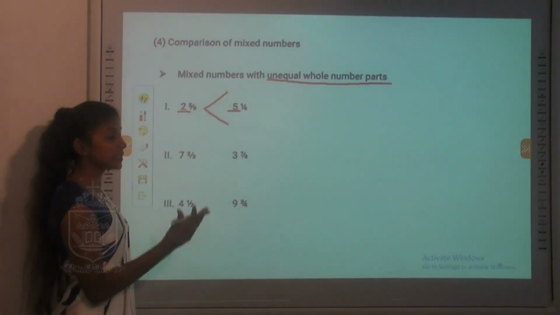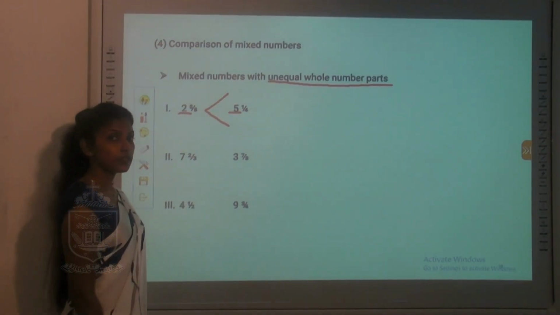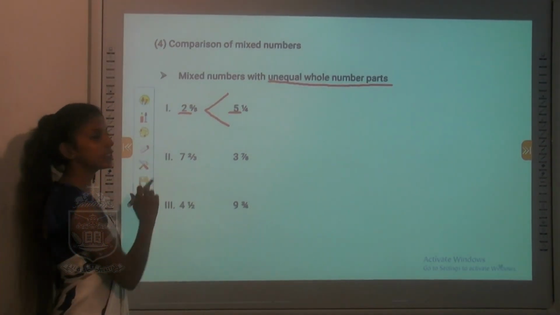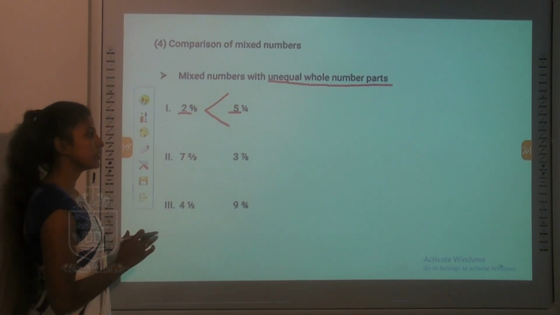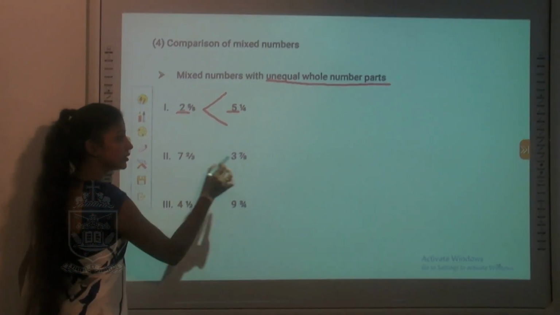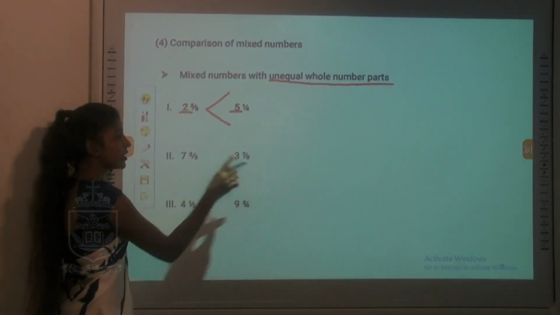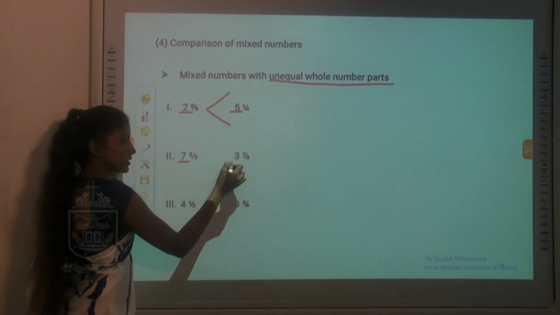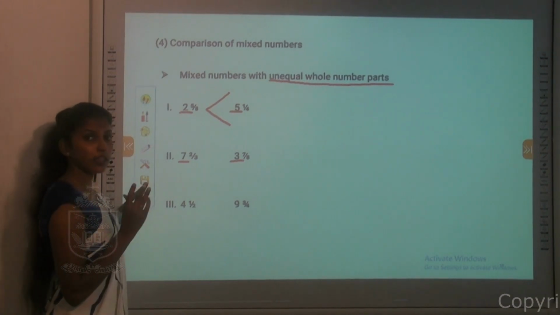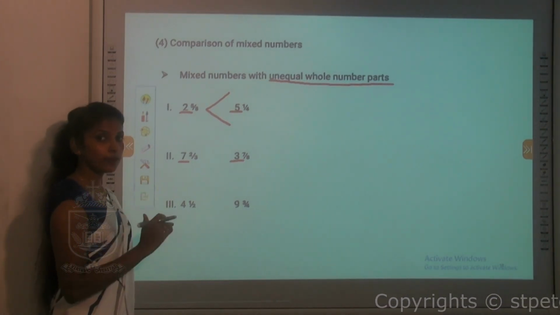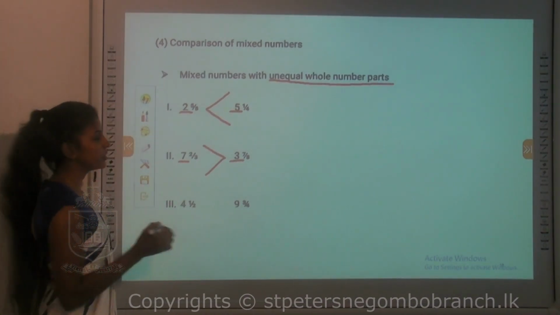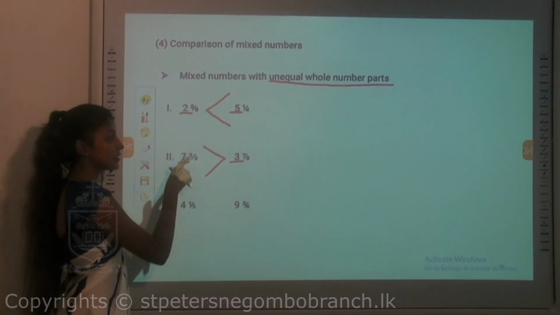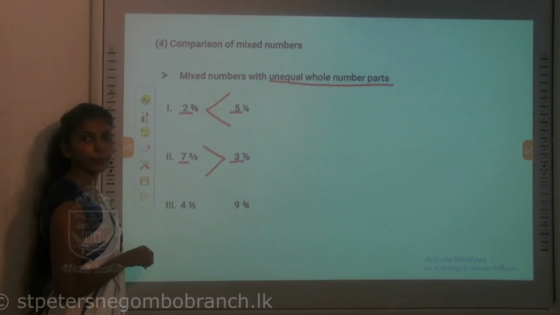This mixed number will be the larger mixed number when compared with the other. Okay, next, the second example, same condition, no need to worry about the two fractions, but here when you consider the whole numbers 7 and 3, which is large? 7 is large. So this symbol opens up to this side, which is the larger side.